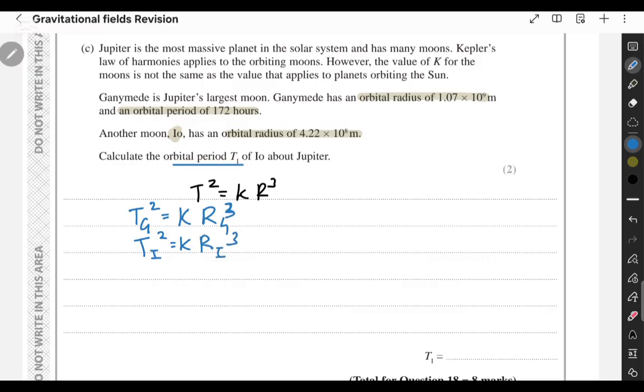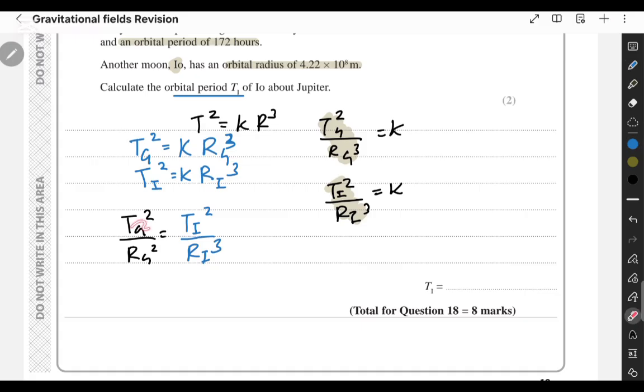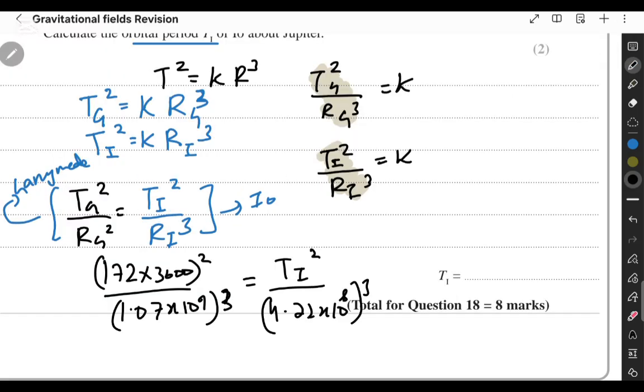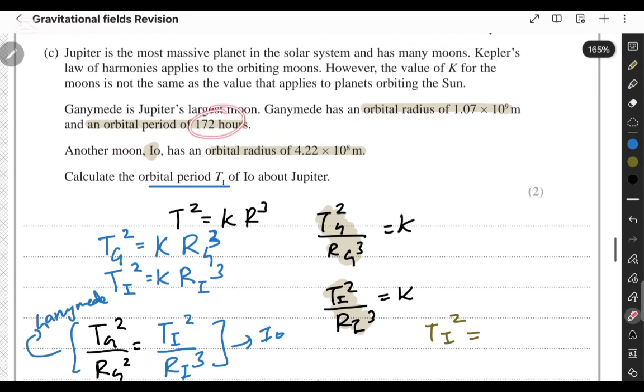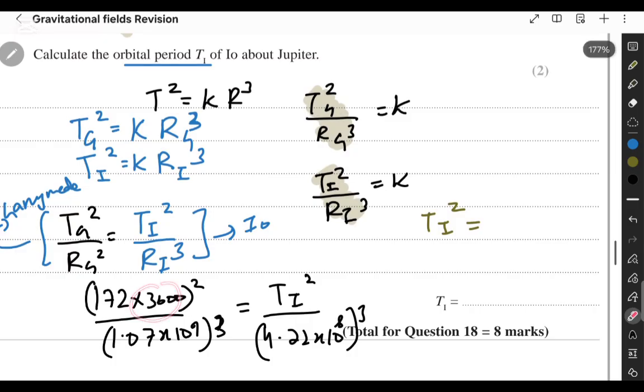Now if I make k the subject in both cases, I can see that these two time periods squared divided by the orbital radius cubed will be equal, so I can equate both of them. So T_G squared over r_G cubed equals T_I squared over r_I cubed. Remember that one is for Ganymede and that one is for Io, and when I plug in the values, this is what I get. So let's find the time period of Io squared. Remember, the time period of Ganymede is given to us in hours, so I've multiplied it by 3600 to change it into seconds.